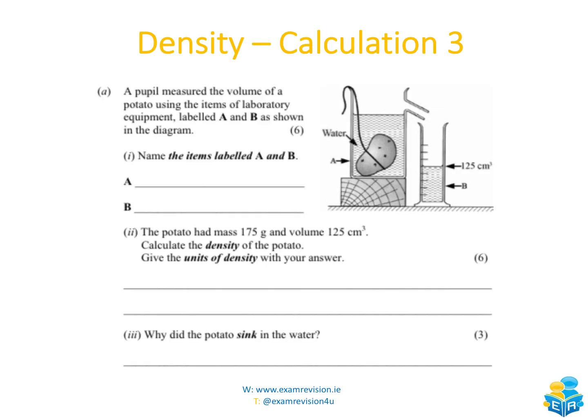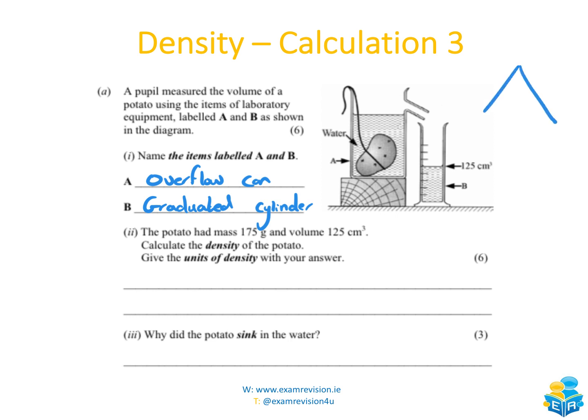So here's another question here. A pupil measured the volume of a potato using the items of laboratory equipment labelled A and B as shown in the diagram. Name the items labelled A and B. So A, this one with the spout over here, that's our overflow can. And B is our graduated cylinder. Okay, it's not a beaker, it's a graduated cylinder. The potato had mass 175 grams and volume 125 centimetres cubed. Calculate the density of the potato and give the units of density with your answer.